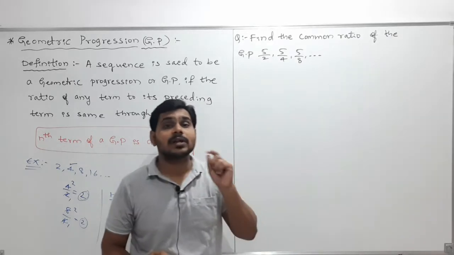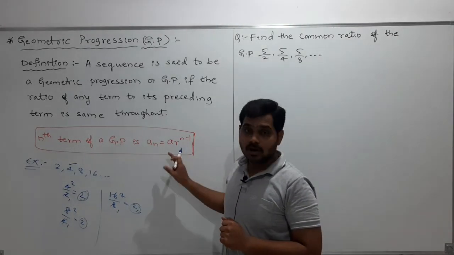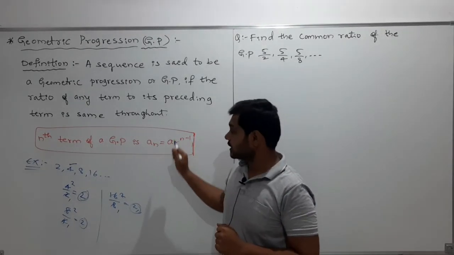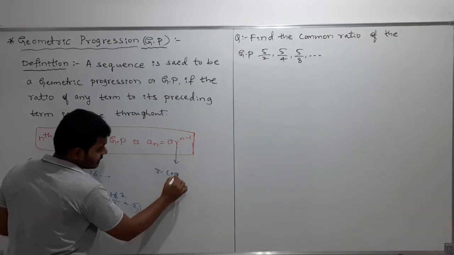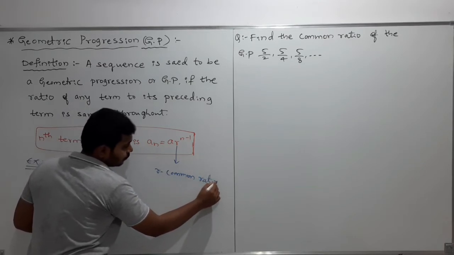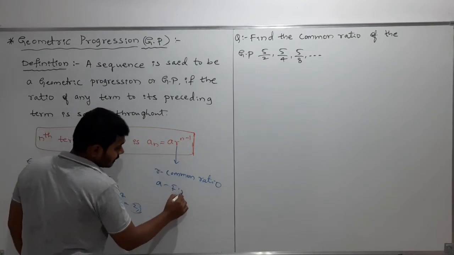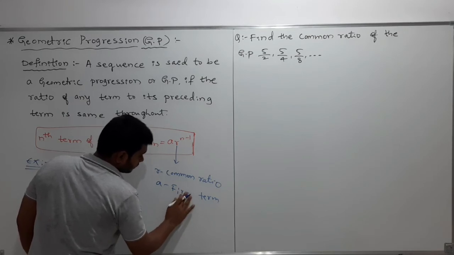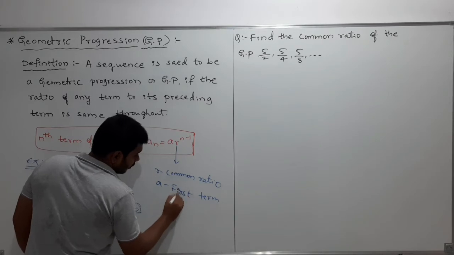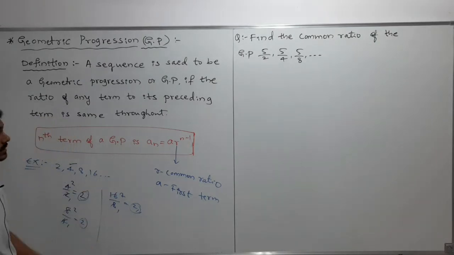R means what, my dear students? Whatever we discussed in the AP, we discussed the common difference as d. But in the case of geometric progression, the common ratio I can take as r. So r is nothing but the common ratio, and a is the first term of the GP. Clear? So this is the concept, and this is the example for the GP.